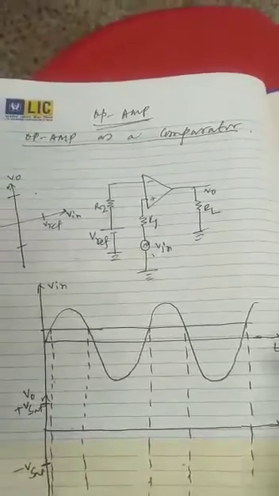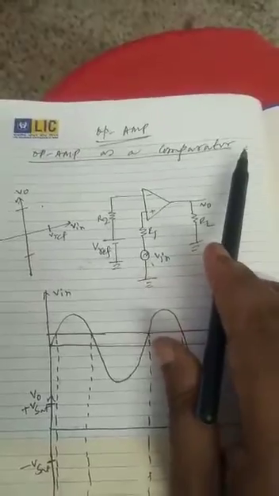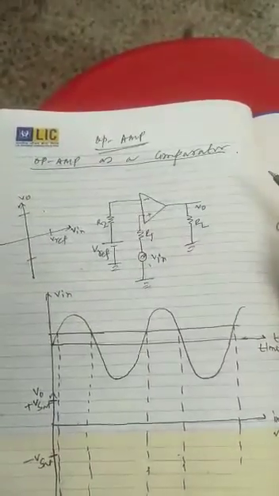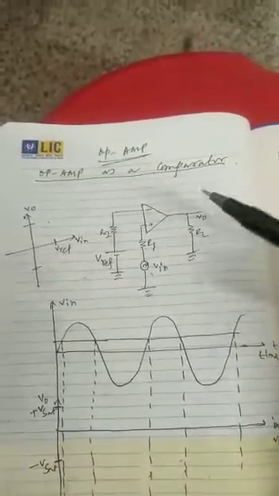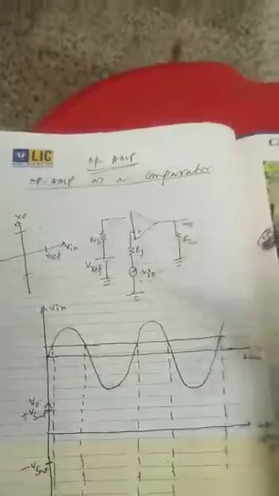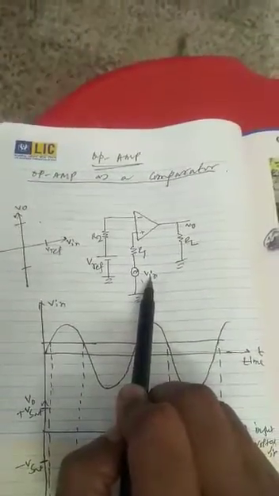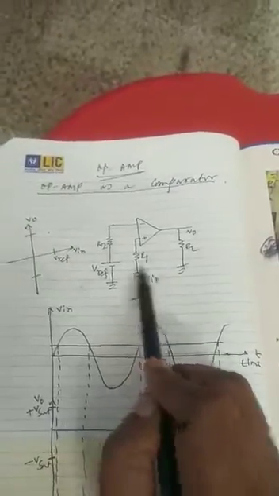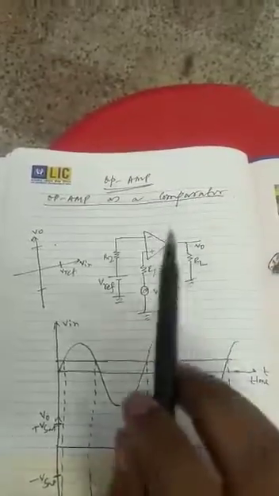Our next topic is op-amp as a comparator. What is a comparator? A comparator is basically an electronic circuit which compares an input voltage with a known reference voltage. It compares two voltages: one is the input voltage and the other is the reference voltage.